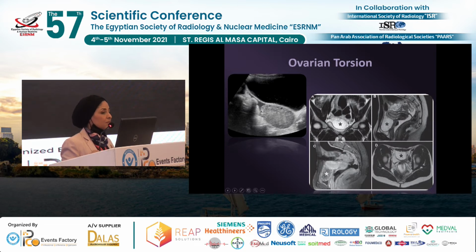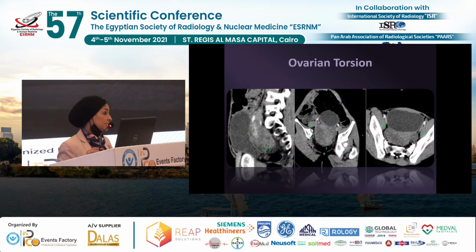Sometimes it's a little bit difficult to identify if it's pure torsion or do I have an associated mass with it as a leading point. And here you do an MRI and not a CT. And as you see clearly here, this is just massive edema of the ovary. This is not a mass, this is just the ovarian edema itself. We don't do a CT for the setting of ovarian torsion because you don't sometimes clearly identify if it's just torsion or do you have a cyst with it.